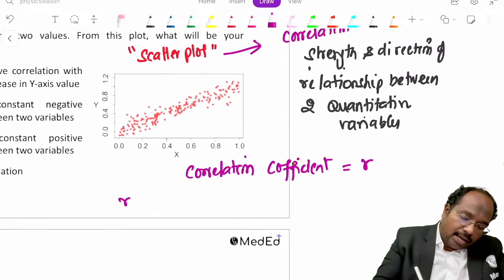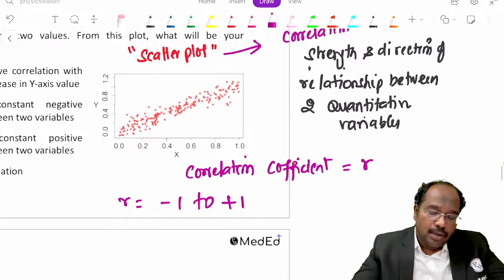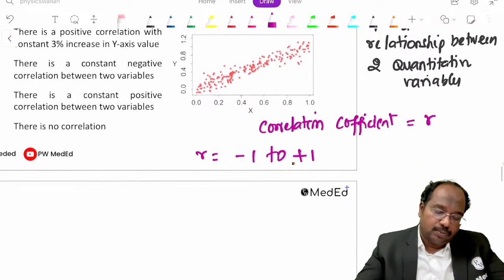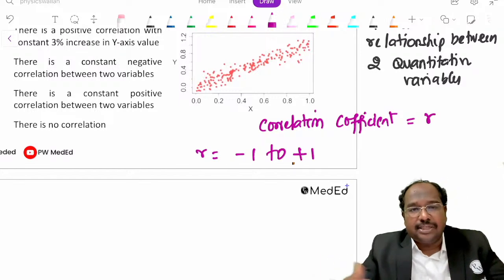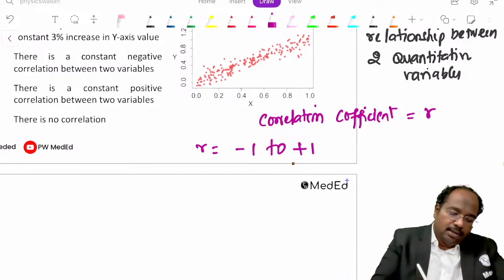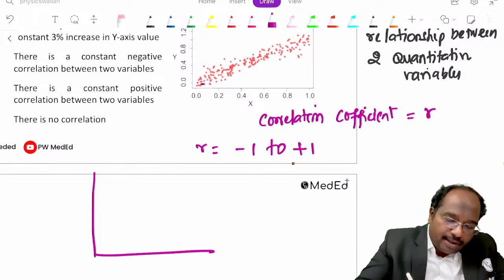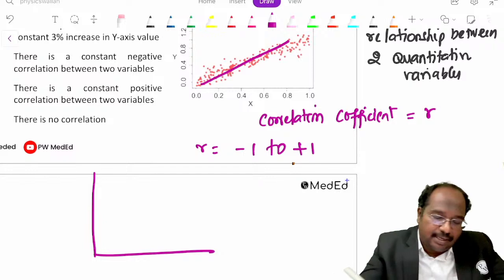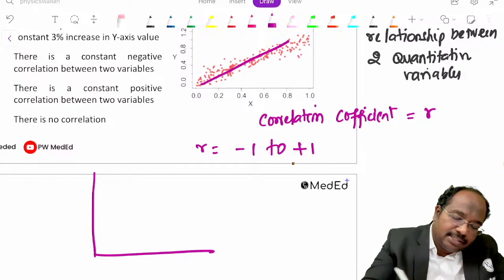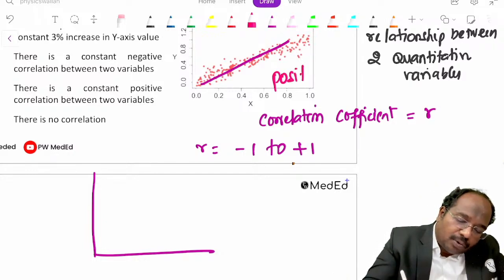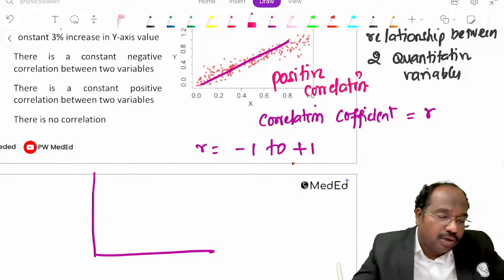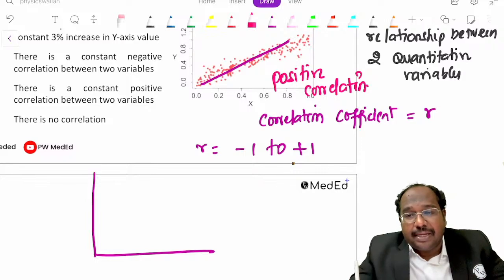So what is this? R ranges from -1 to +1, guys. So what type of correlation is it? Look at the picture and tell. You are plotting this, so two variables are there. If one variable is increasing, the other variable is increasing. So this is positive correlation. One variable if I increase, the other variable is also increasing, means positive correlation.